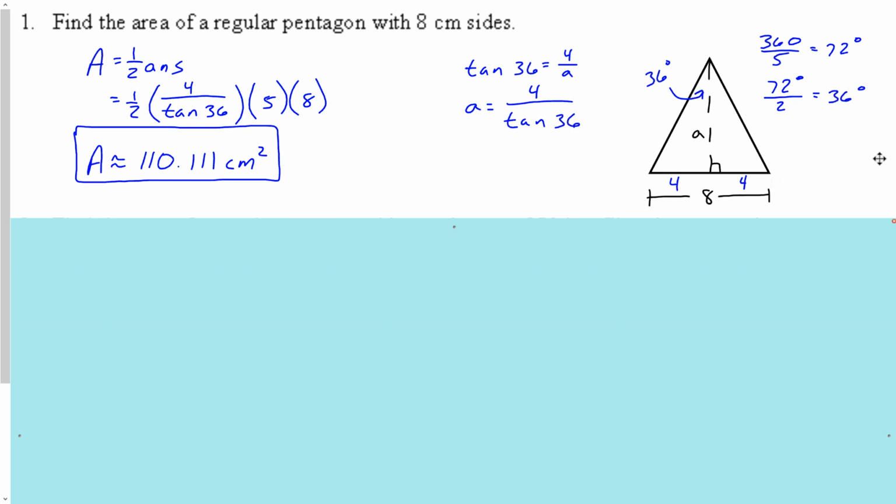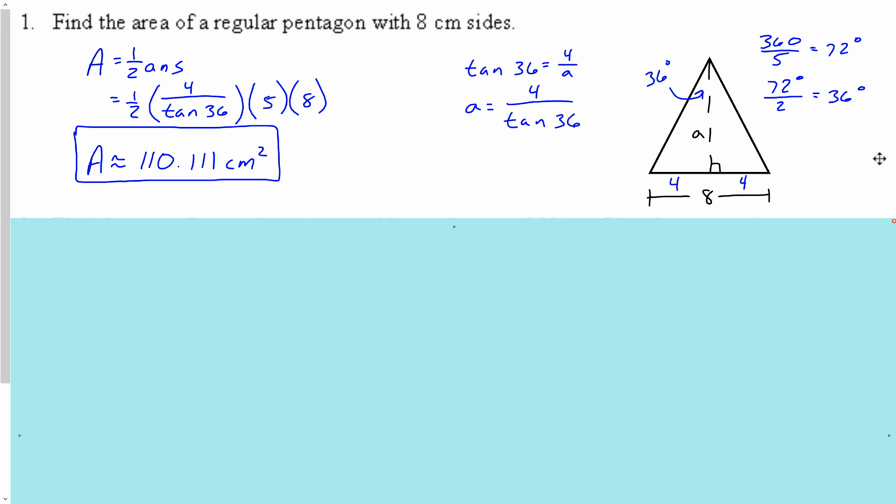We also then have to find the apothem, and that takes trigonometry because we only know one angle and one side. We can't do Pythagorean theorem. We know for sure that it's not a special right triangle. So we have to use either sine, cosine, or tangent. And in this case, it's tangent.